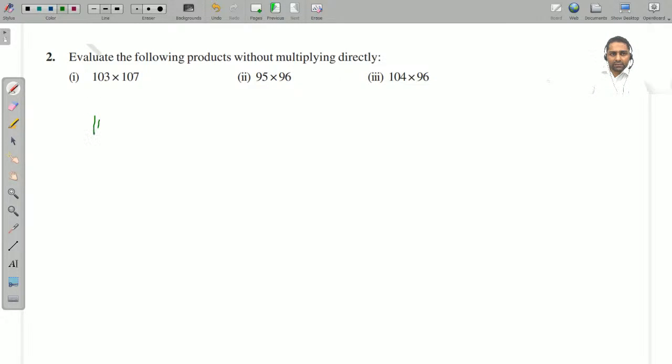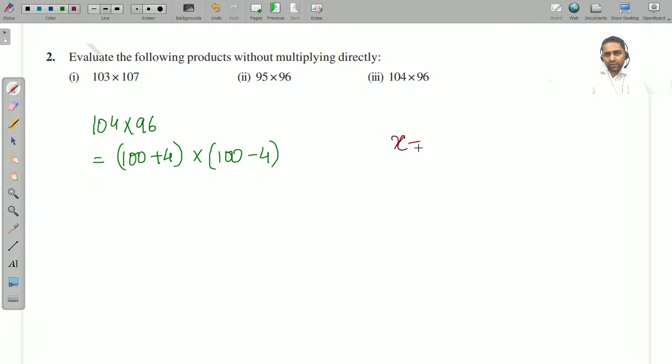Third part says 104 times 96. So we are going to make 104 like 100 plus 4 multiplied by 100 minus 4. So as it can be seen, which identity we will be using over here, that is x plus y times x minus y, which is equal to x square minus y square.